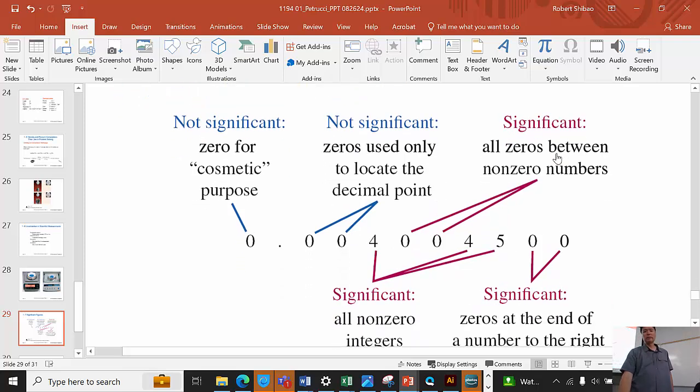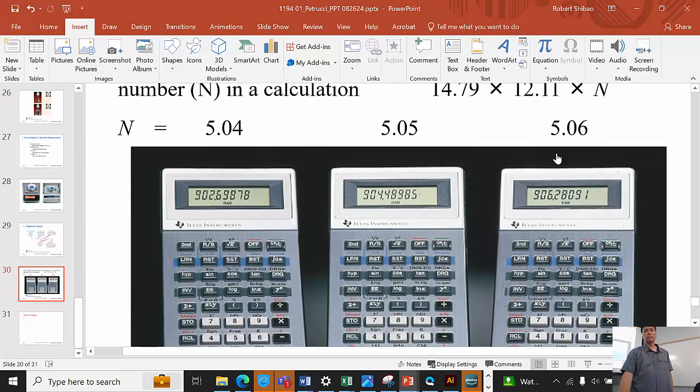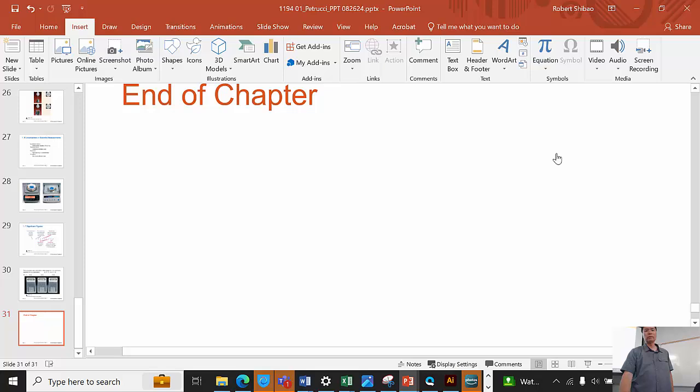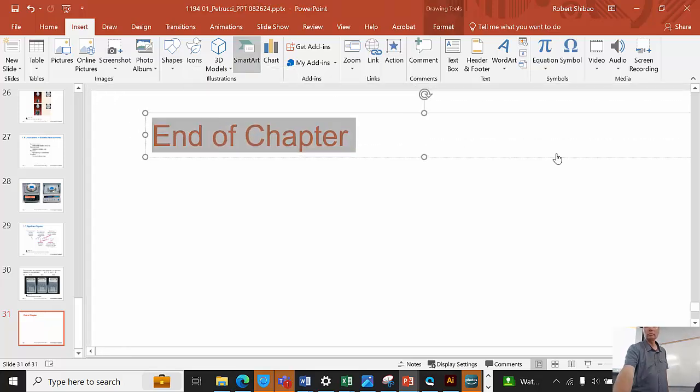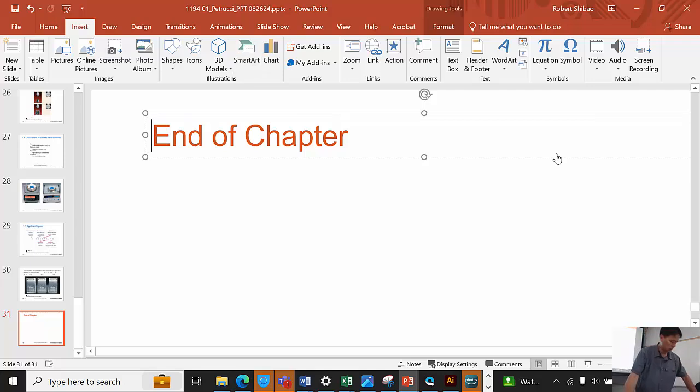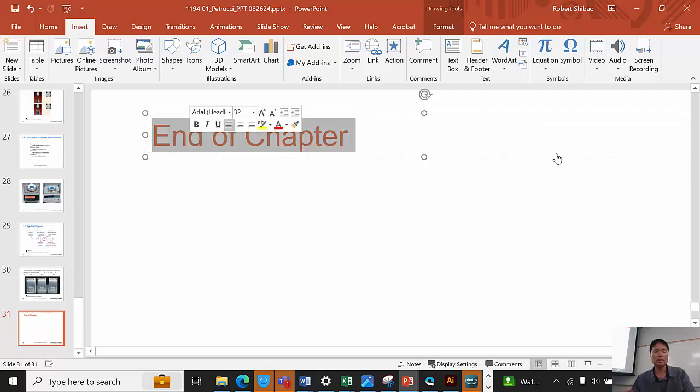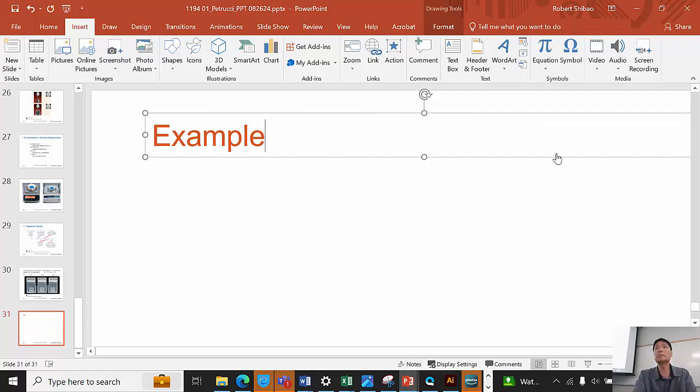Sig figs, I'll let you review that on your own. How to use the calculator, I'll let you review that. End of chapter, not quite. What we're going to do is we're going to take a look at some example problems. So I'm not going to call this end of chapter. I'll call this example problems.